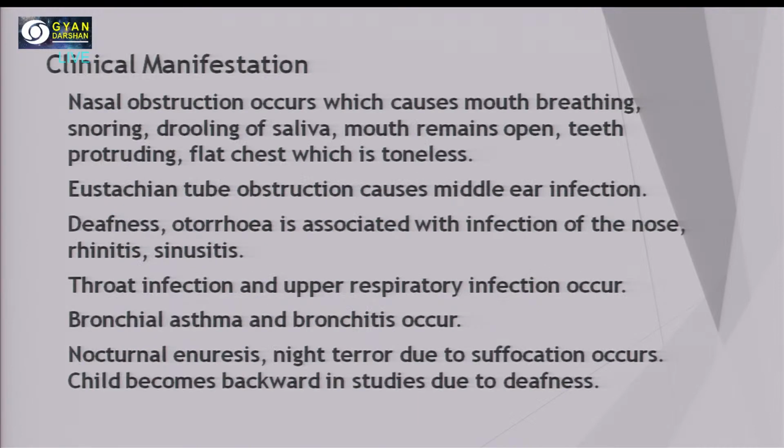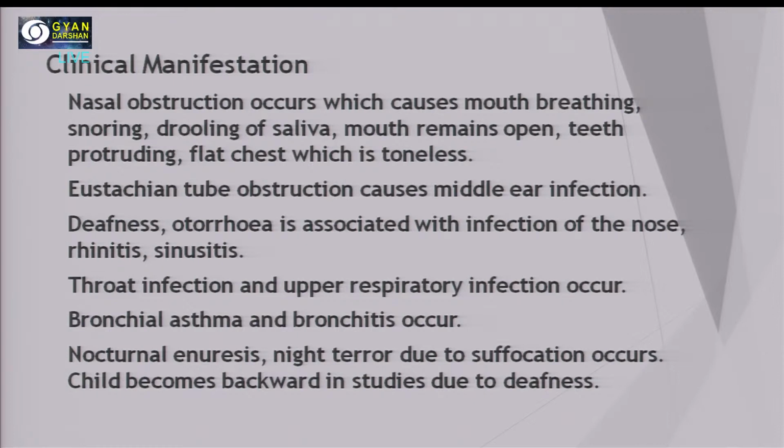So what are the clinical manifestations? There are a variety of clinical manifestations. Patient may have nasal obstruction and there is a chance of mouth breathing, heavy snoring, and drooling of saliva. The mouth usually remains open when the child or the adult sleeps at night. Teeth may become protruded. A flat, toneless chest is also seen. Eustachian tube obstruction can also occur. Deafness is also seen if this infection migrates to your ears.